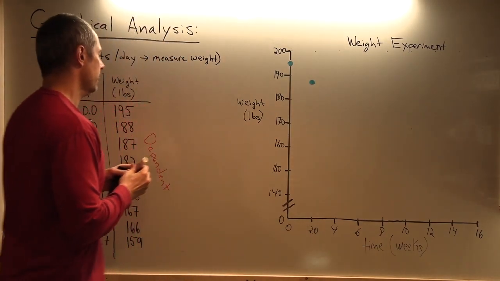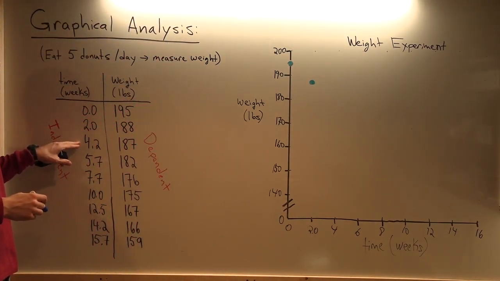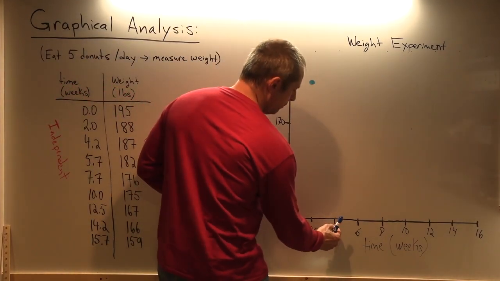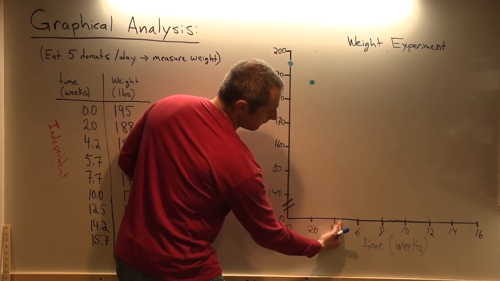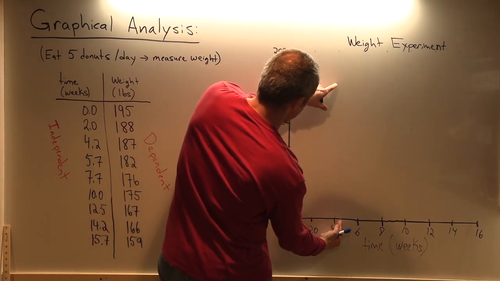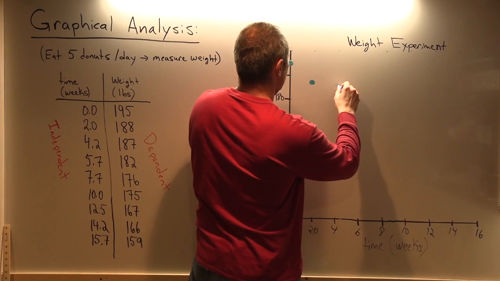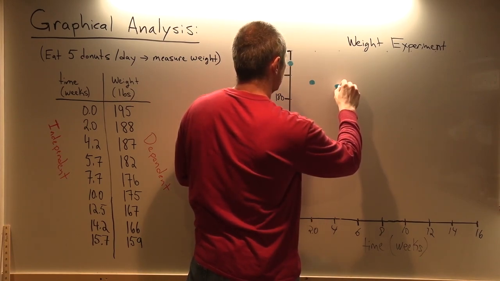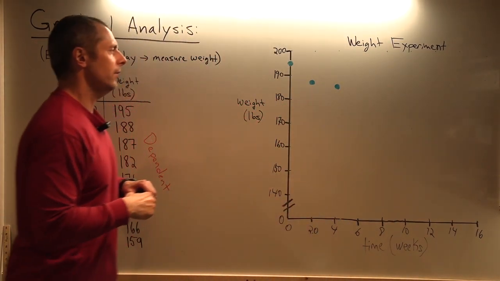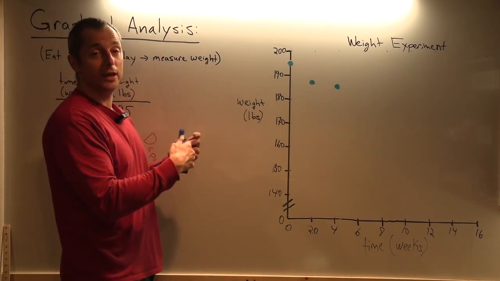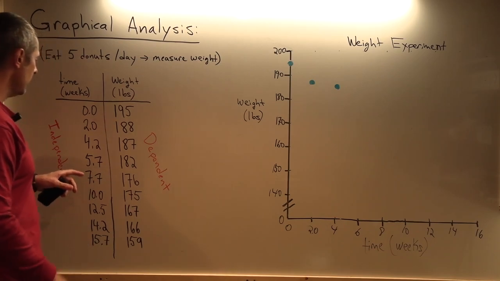At 4.2 weeks, the person was 187 pounds. So 4.2 is like somewhere around here. And 187 is just a little bit lower than the last point. Again, this isn't very accurate because I don't have many grid lines. I don't have any grid lines, but again, we don't have graph paper here, so.